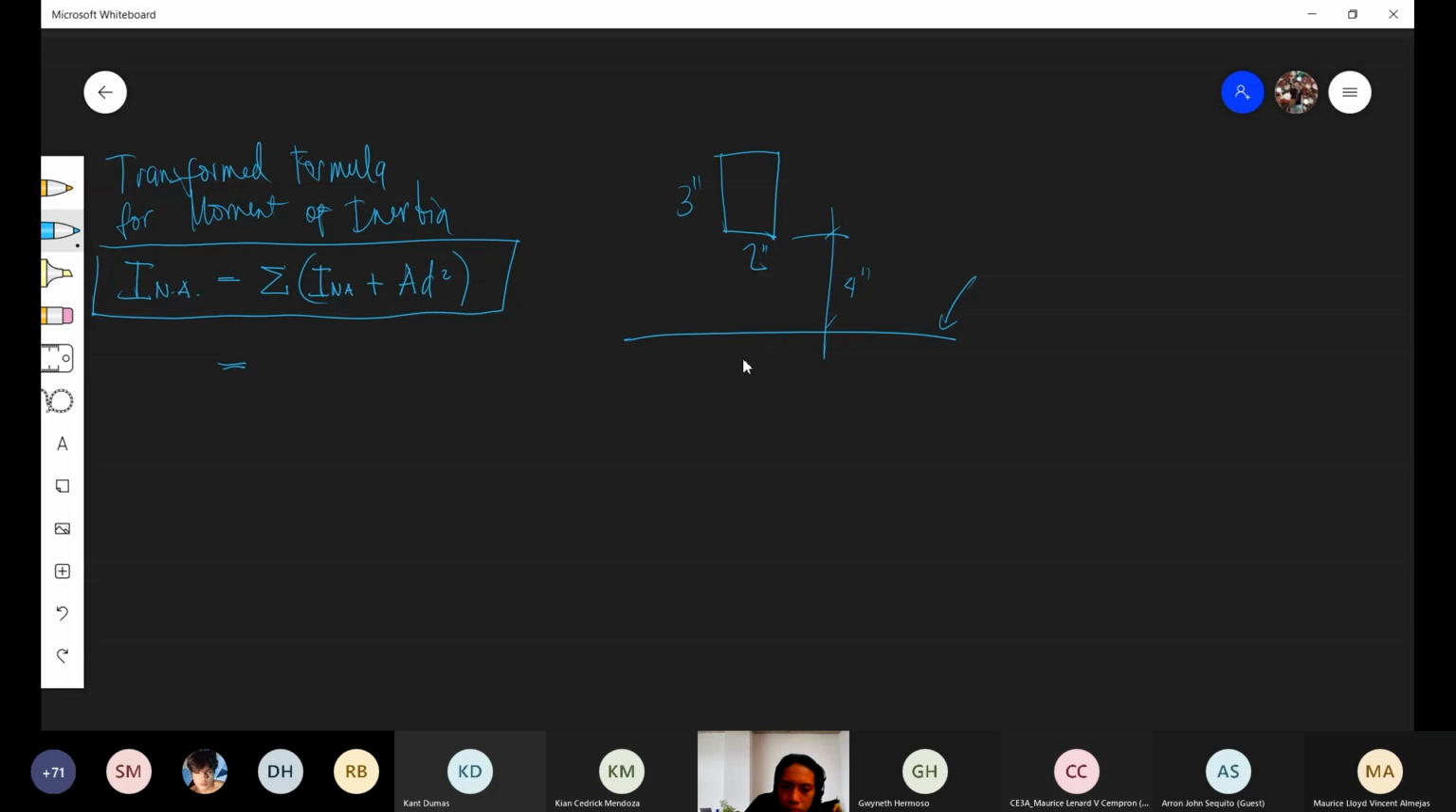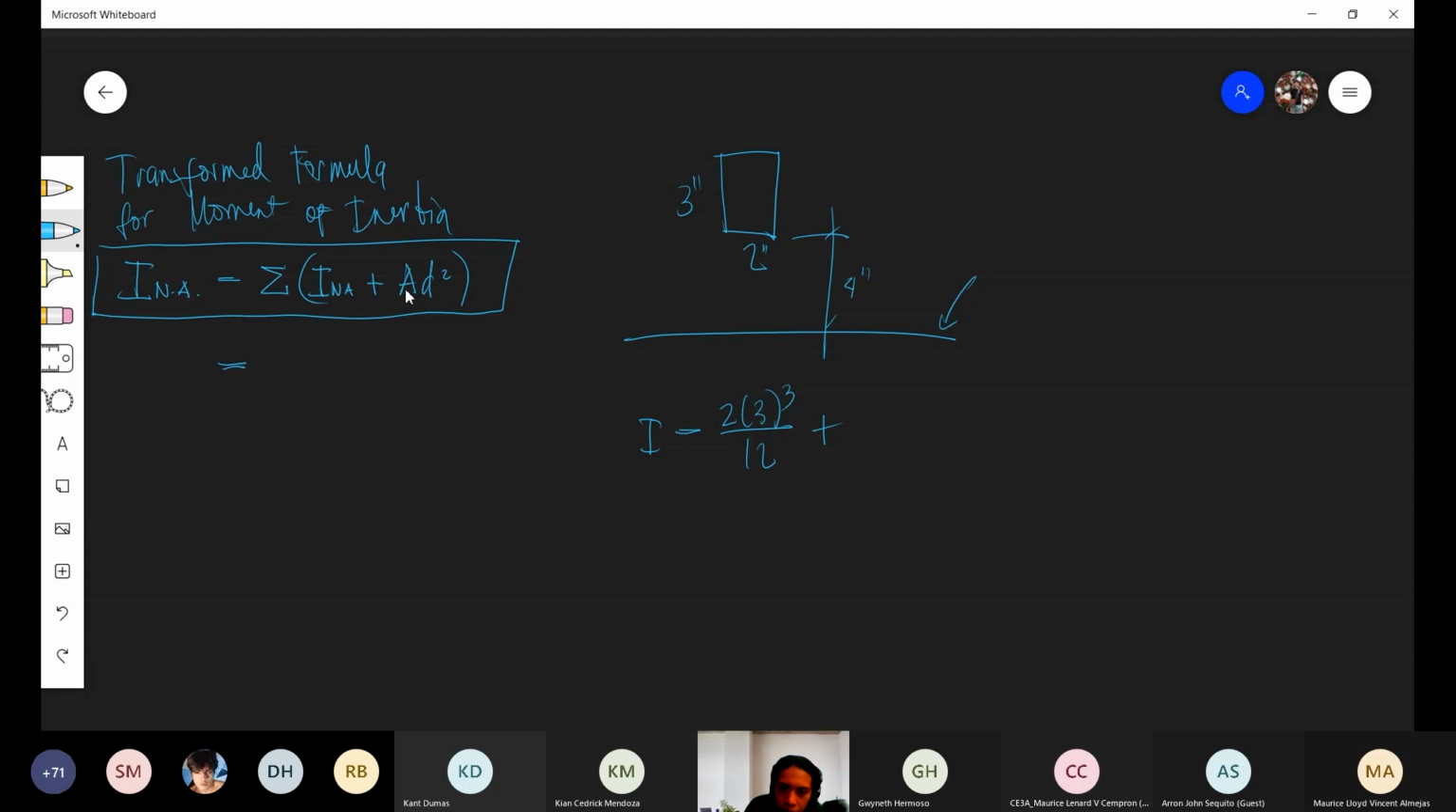Paano man? Pasok ka dito, ha? I, with respect to this axis, is equal to, using this formula, okay? Summation of, kaya ano summation? Because this is intended kasi for several composite shapes, di ba? Pero kayo usa lang, so INA na lang. What's the INA of this one? The INA of that one is 2 times 3 raised to 3 over 12. That is BH cube over 12, ba? BH cube over 12.